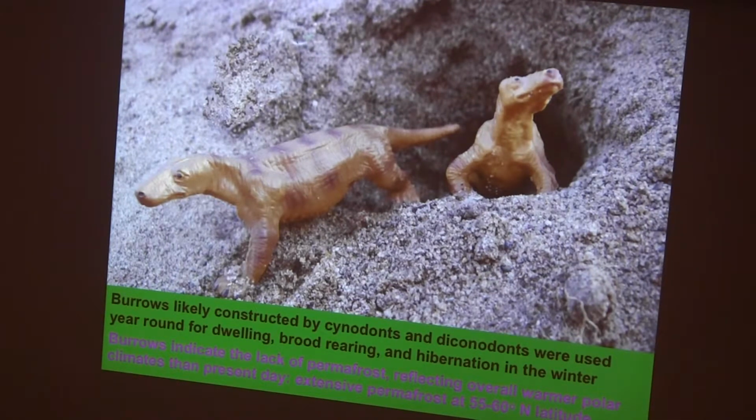But this also tells us, because people say, probably some permafrost, it was pretty cold, but you don't see this kind of bioturbation where you have permafrost. So it tells us that there's a lack of permafrost. Overall, the winters were much, much warmer. All right, so all this evidence converges to a pole that was much warmer. So you get extensive permafrost today at like 55 degrees north latitude. So this stuff will be much warmer, further south again.